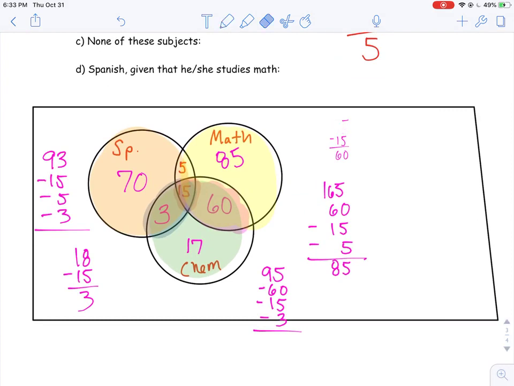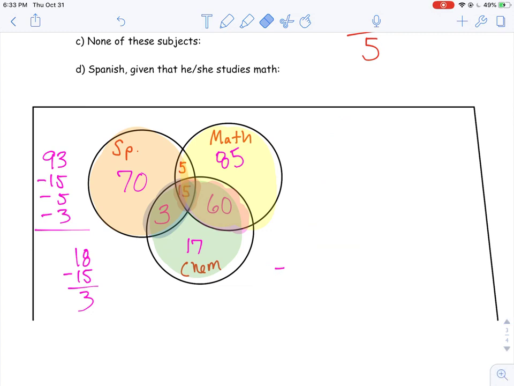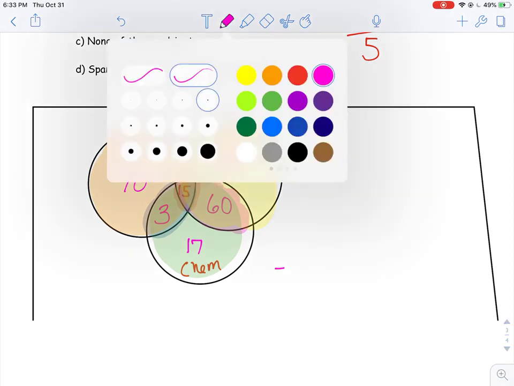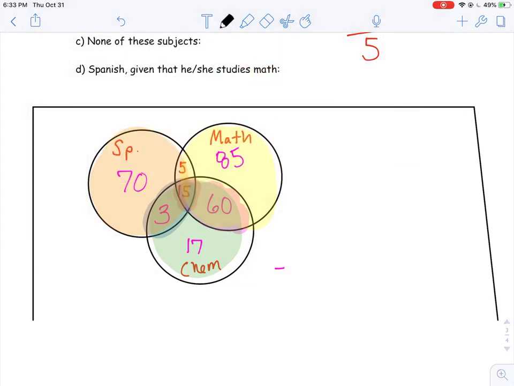The only thing that's missing is I have to represent the seniors who didn't take any of these. We can't forget about that. There are seniors who did not take any of these courses, or at least we want to check to see if there are. If we get a total of 260, awesome. Then that means we don't have any seniors who didn't take these, but we want to check.